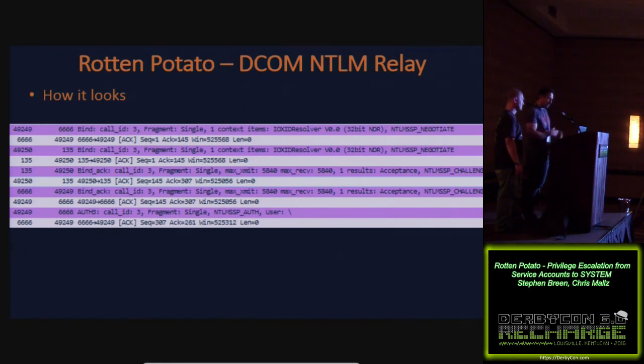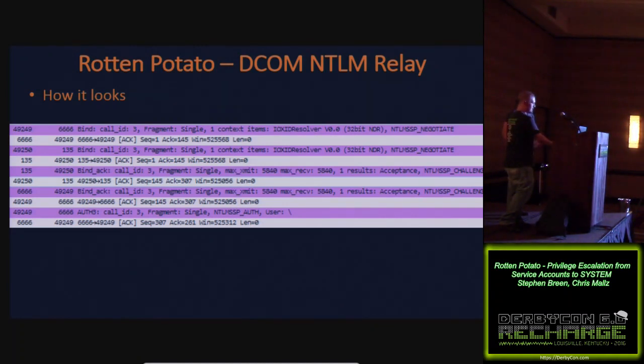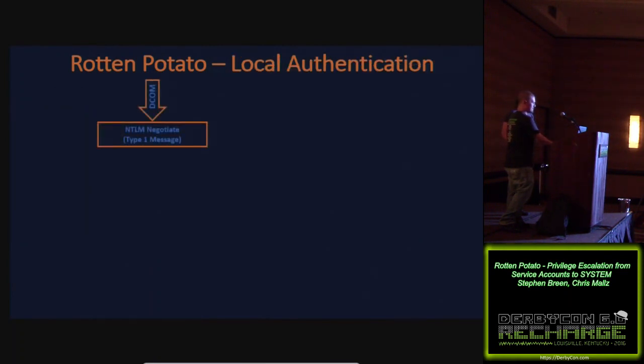Just a quick thing to note is that if you enable signing or anything like that, the packet structure itself isn't signed at all, so you can just replace the blobs. It's really simple. This is what it looks like when you trick DCOM into authenticating to our proxy, which is listening on port 6666. It will send the first NTLM negotiate packet, and this is what it looks like.